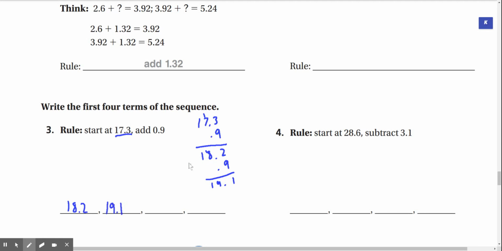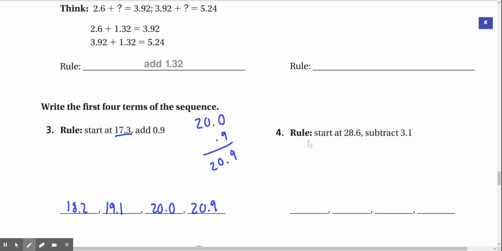Now we're going to add 0.9 to that. 1 plus 9 is 10. Carry the 1. 1 plus 9 is also 10. So we're going to carry the 1 again. 1 plus 1 is 2. So we have 20.0. Now 20.0 plus 0.9. 0 plus 9 is just 9. 0 plus 0 is 0. And 2 plus 0 is just 2. So our last number in the sequence is 20.9.